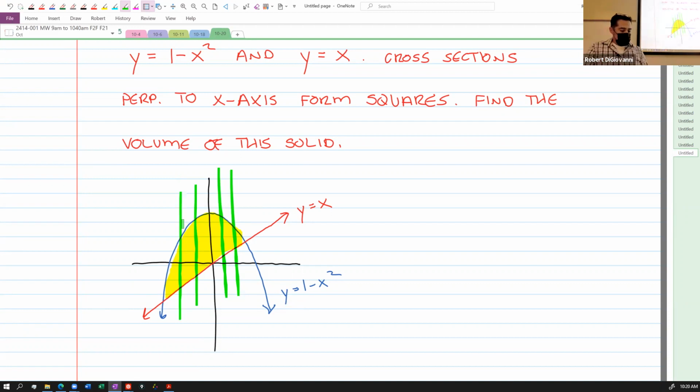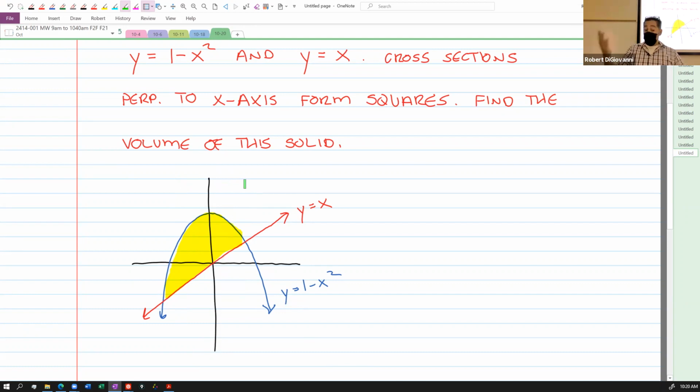All right. If we change the problem and I said perpendicular to the y-axis, then you would have to imagine that your cuts are coming this way and forming a square. That would be a different object. It would have a different volume. All right.